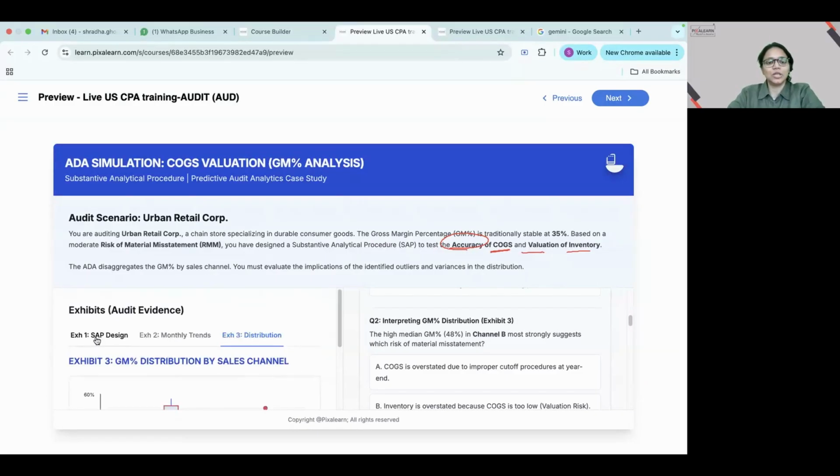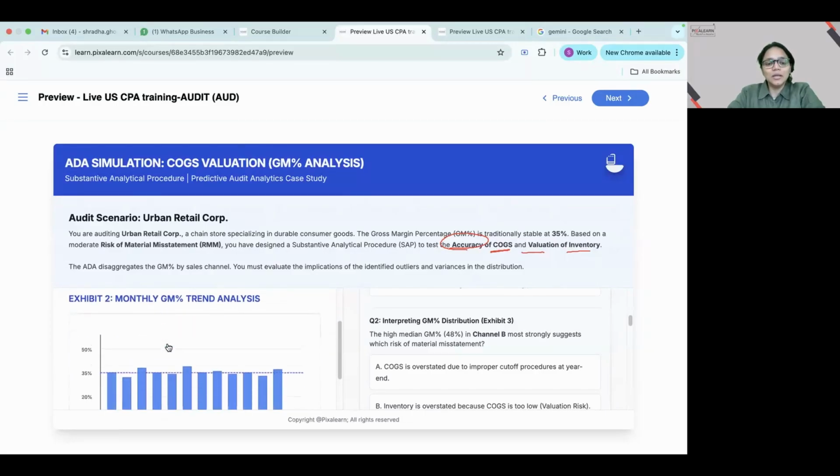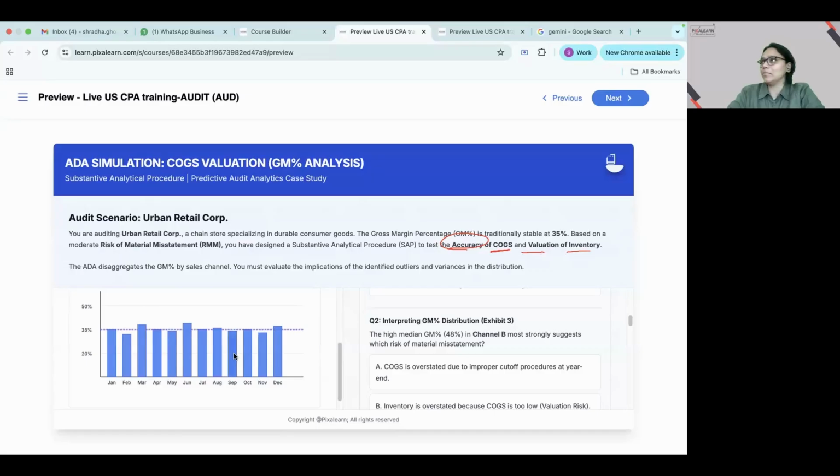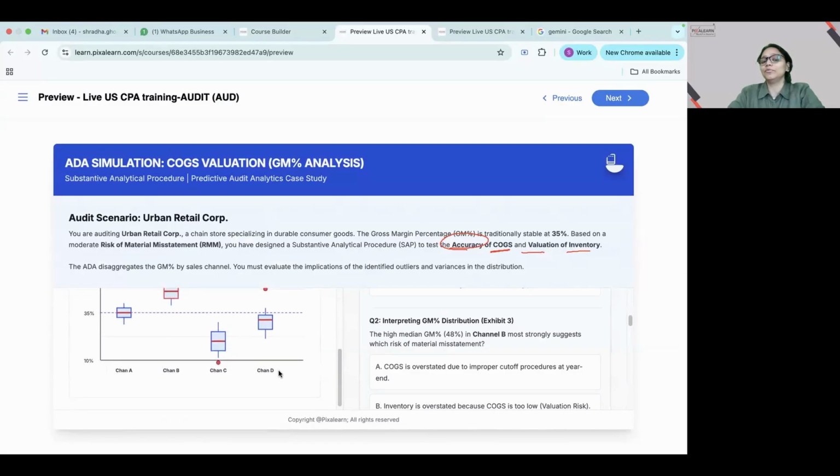So you take the first exhibit, they've given you some data. Then you take the second exhibit and you get monthly data. Then you have the third exhibit where I have 4 different sales channels. So the ADA disaggregates the gross margin percentage by sales channel. You must evaluate the implications of the identified outliers and the variances in the distribution.